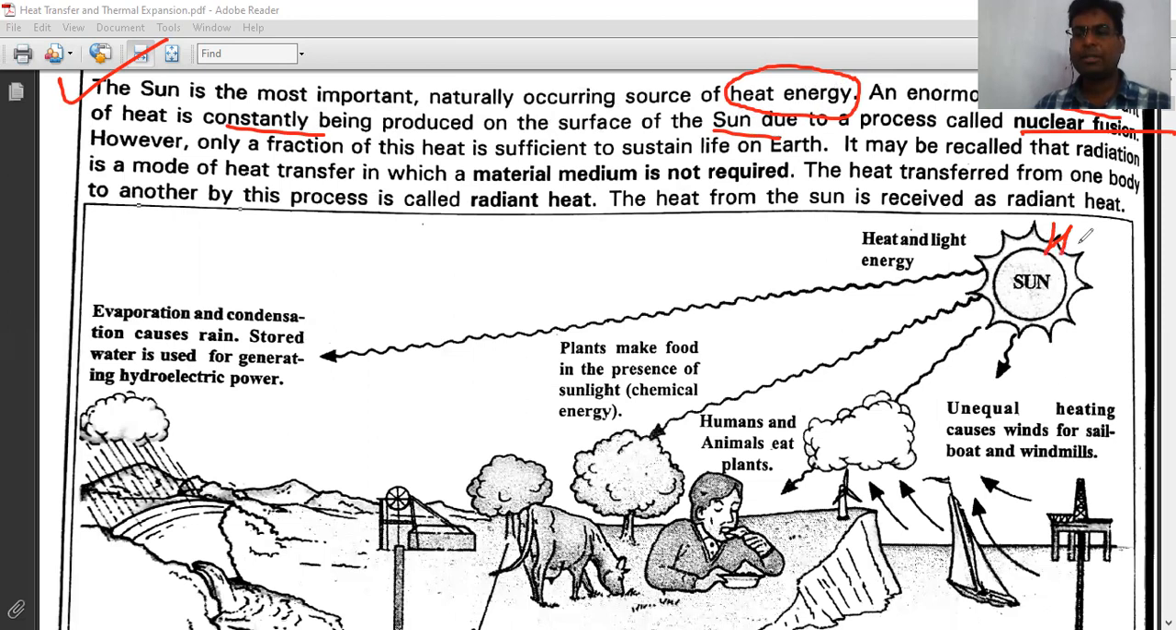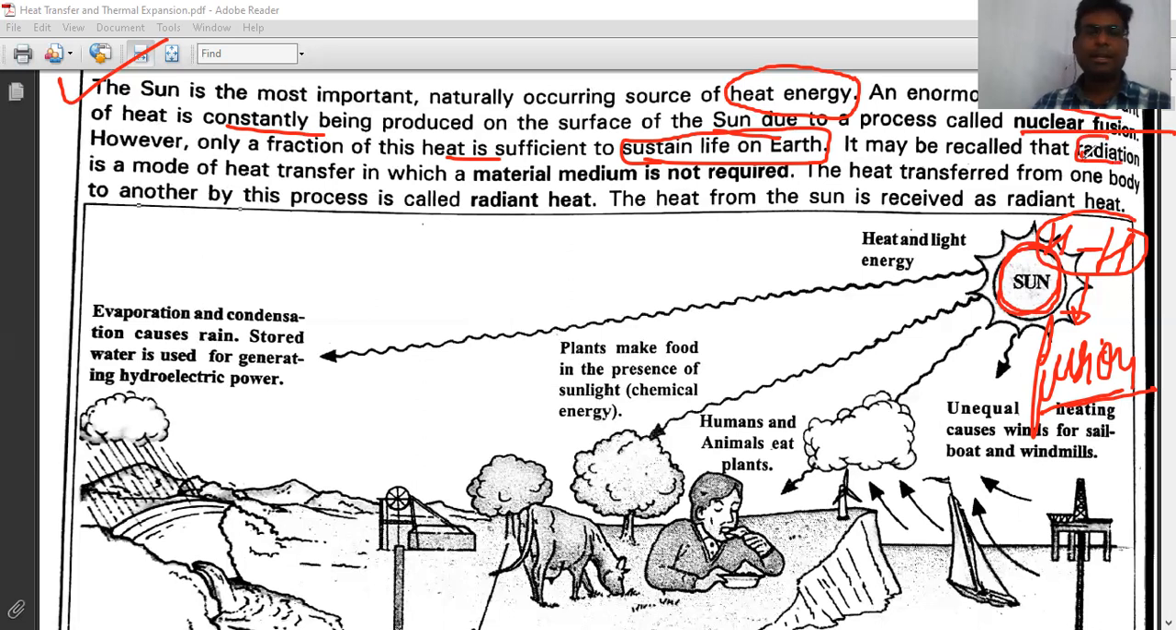When a hydrogen atom combines with another hydrogen atom, that is called fusion. Fusion means combination, and fission means separation, okay? Separating from one another is fission, and combining with each other is fusion. So nuclear fusion is happening on the sun, and due to this process it produces a large amount of heat. However, only a fraction of this heat is sufficient to sustain life. This amount of energy is required for our life.